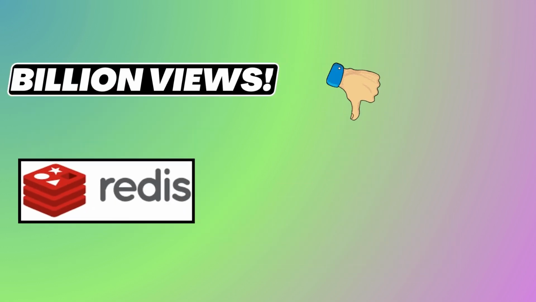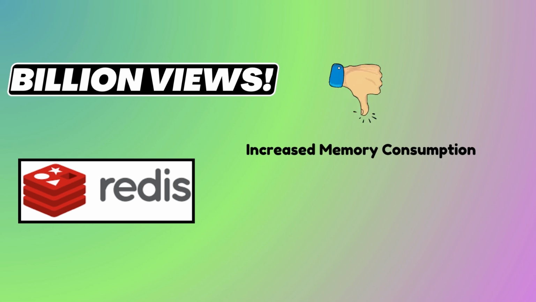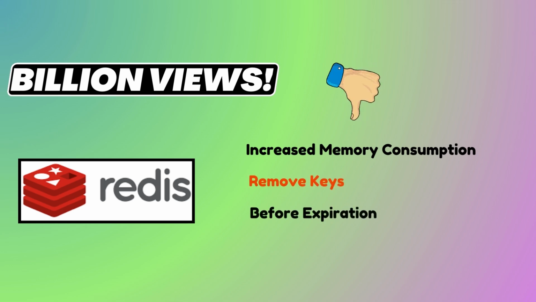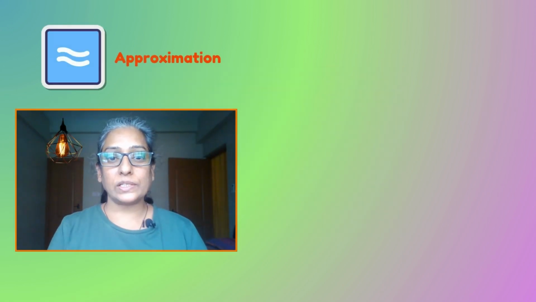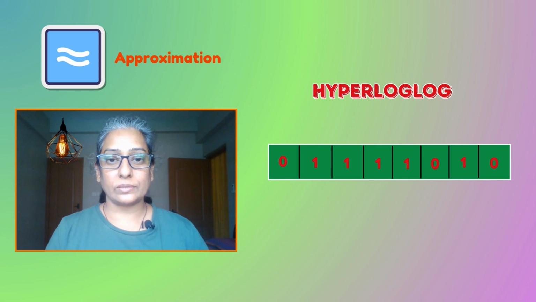Storing millions of unique user keys becomes expensive in terms of memory consumption. Also, to make room for frequently accessed keys, depending on the eviction policy, Redis might remove keys before they expire, leading to inaccuracies in unique view counts. While caching helps mitigate database load, it is still not ideal for handling billions of views or millions of unique users per second. That is where probabilistic data structures like HyperLogLog come in.